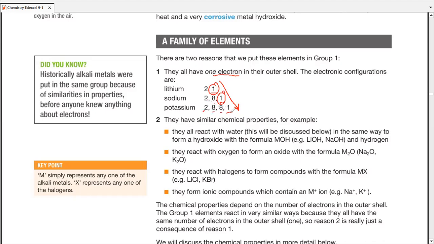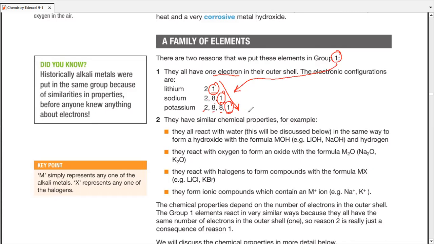Sodium has three shells, since there are three numbers displayed over here, and one electron in the outermost shell. Potassium has four shells because there are four numbers displayed over here separated with commas. And of course, the last number is one. So there is one electron in the outermost shell, which is the thing common, and because of which we put them in group one. So group one means they're going to have one electron in the outermost shell.